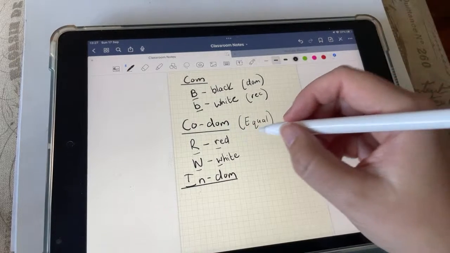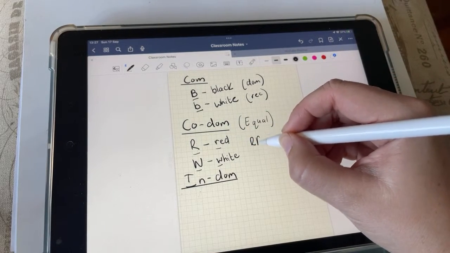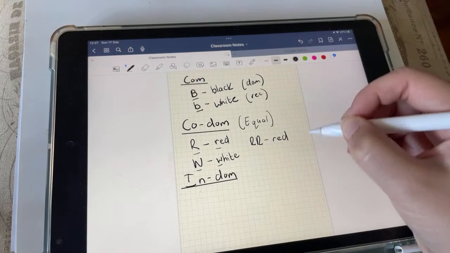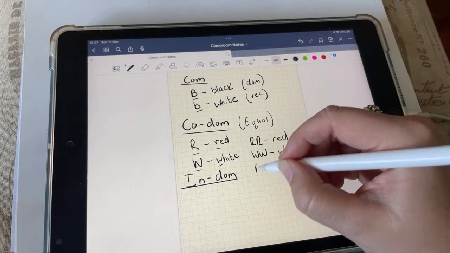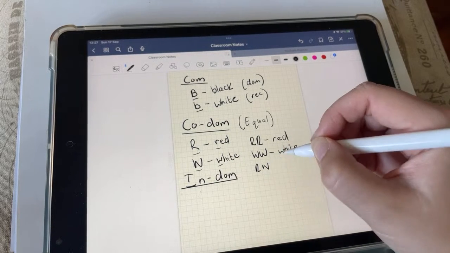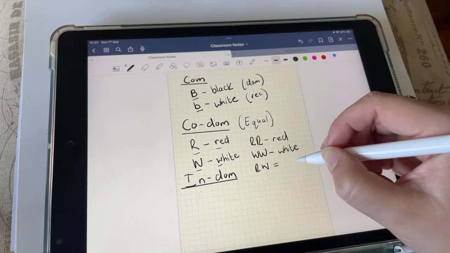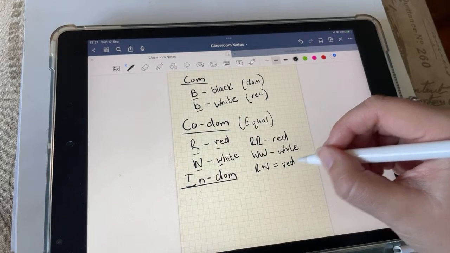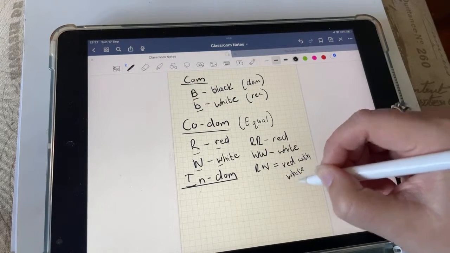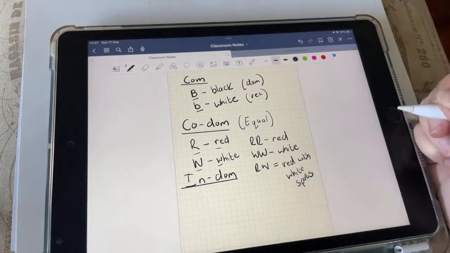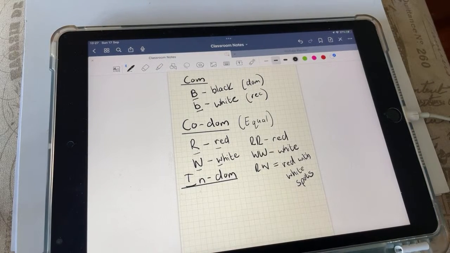And co-dominance is if you get RR, this flower will be red. If you get WW, it'll be white. But if you get RW, it will make red with white spots, as an example. Co-dominance is also seen in blood groups. I'll touch on blood groups very quickly. So don't worry.